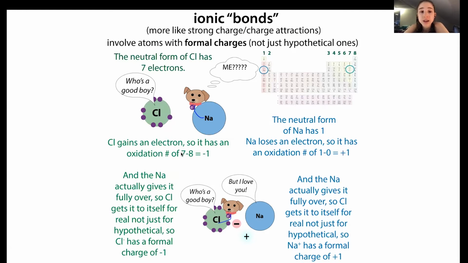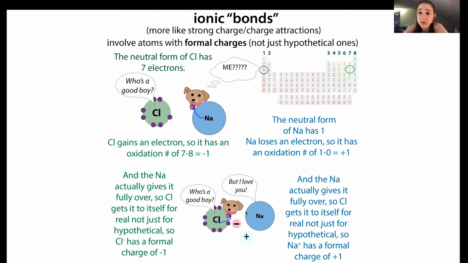In order to do that, chlorine is going to gain an electron, and sodium is going to lose an electron. If we lose an electron, we increase our oxidation state, and if we gain an electron, we lower our oxidation state. Because they're actually giving over custody of this electron, you now have a formal charge, which is the same as your oxidation number. The oxidation number was theoretical: if this were to happen, what would your charge be? With an ionic bond, we're saying this actually happens. Sodium loses an electron and was neutral, so it has a +1 charge. Chlorine gains an electron and was neutral, so it has a -1 charge.